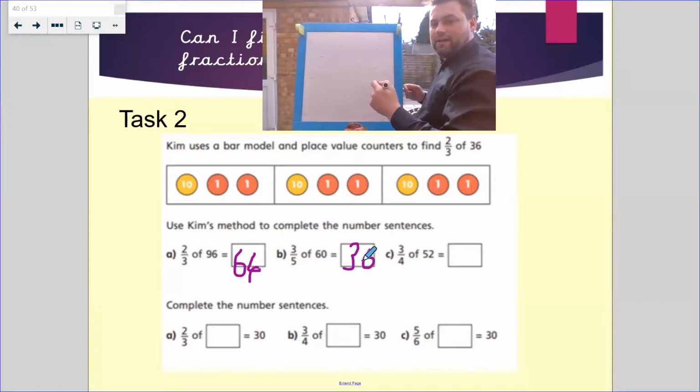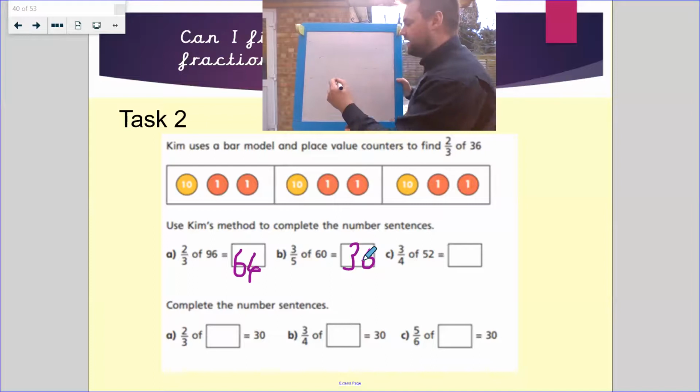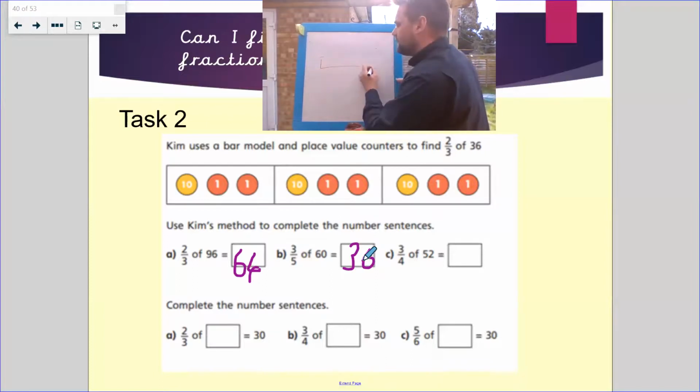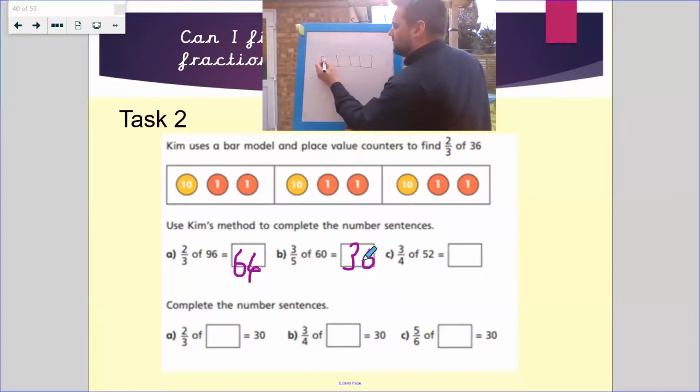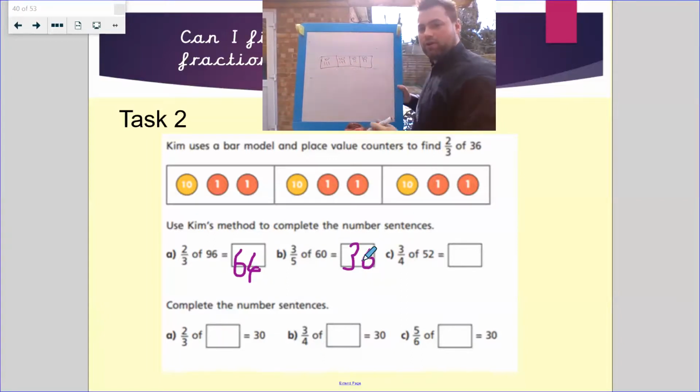For the next question here, we've got a bar split into 4 again, and let's find 3/4 of 52. So we put 10, 20, 30, 40. We need to exchange the last 10 into ones. 1, 2, 3, 4, 5, 6, 7, 8, 9, 10. And then we've got 2 remaining. There are 13 in each group.